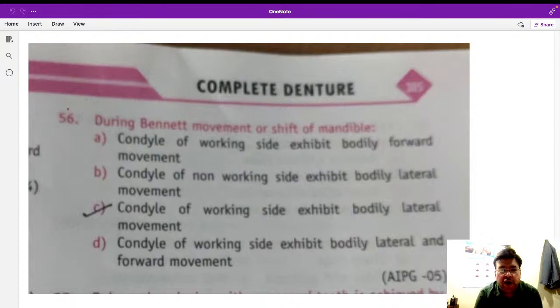So then why are you putting up the answer as B? All of you are okay in telling me that the working side condyle will move laterally. Then why are you giving me the answer as B here? Because the non-working side is always going to move medially. Whether you are moving on the right or the left, the non-working side is always going to move medially. It is the working side which is going to move laterally. It is so very simple, right? So do not get confused.